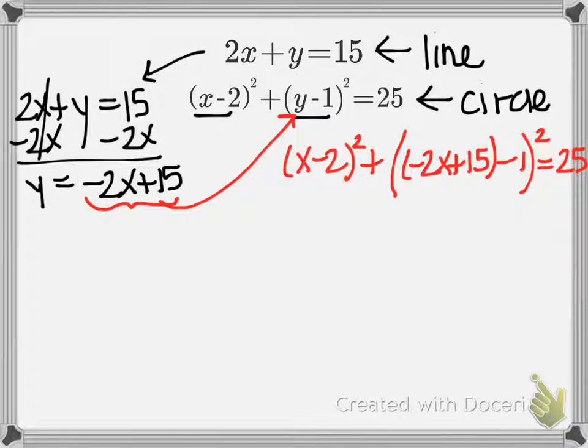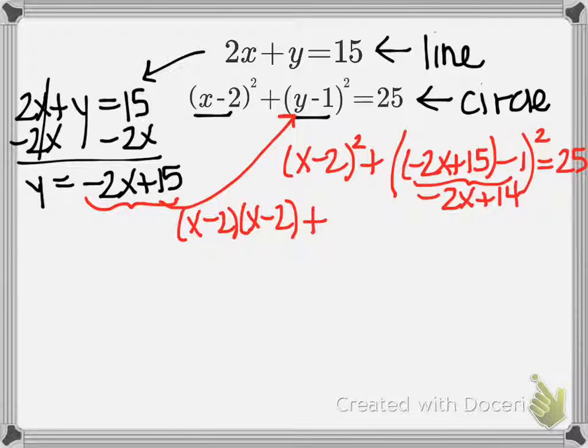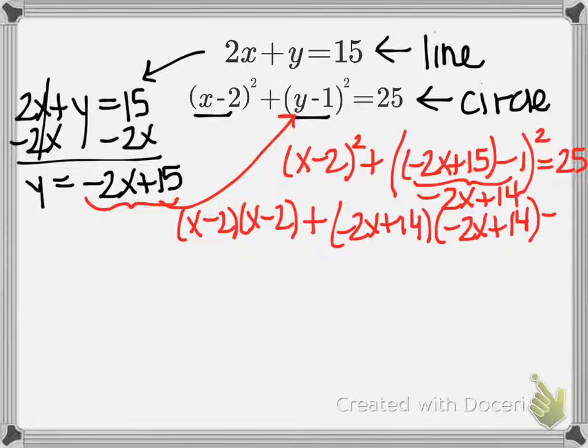Okay, so now I just have a lot of expanding and distributing to do. So I'm going to make this x minus 2, keeping my plus. This is going to turn into negative 2x plus 14, so that's what I'm going to expand down here, save myself a little time. So now I'm going to have to do double distribution on both of these expanded terms. So if I double distribute this one, I get x squared. I would get 2 negative 2x's, so I'm just going to make that negative 4x, and then plus 4.